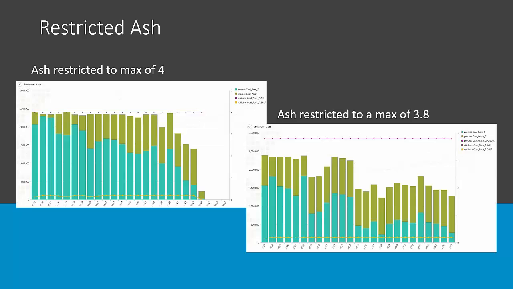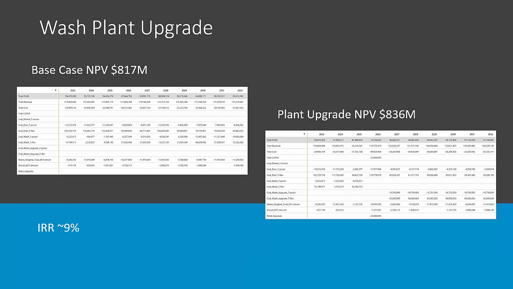The next one I wanted to look at was, what if I have a plant upgrade? Plant upgrade might get around this issue, but I want to compare it against the base case first. So the base case had an NPV of $817 million for this scenario, given the information that I gave it. The plant upgrade cost about $25 million to give me a little extra capacity and also produce a higher product. That increased the NPV to $836 million, including the purchase price of the plant.